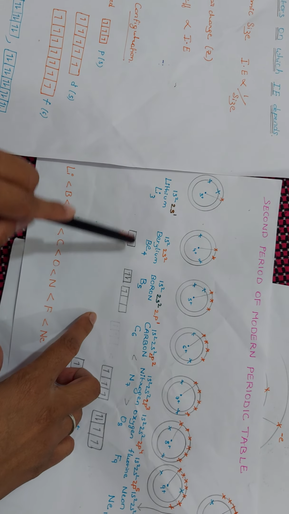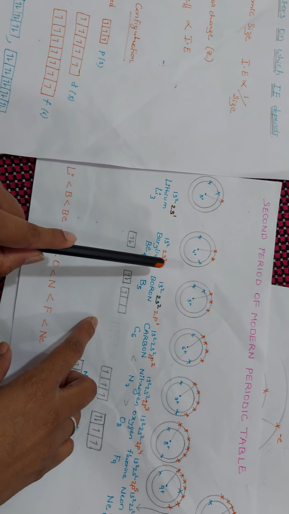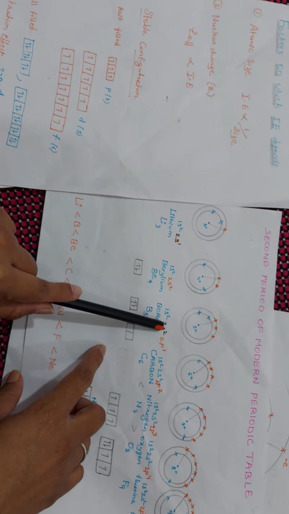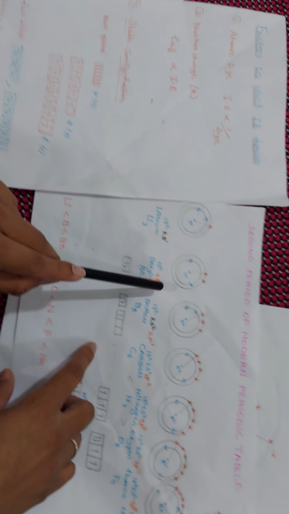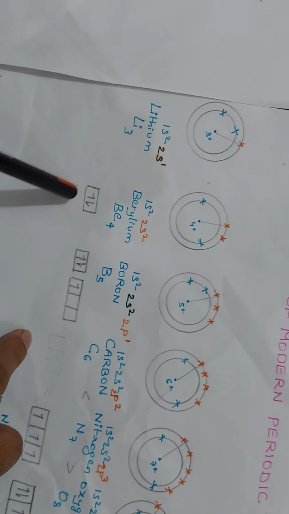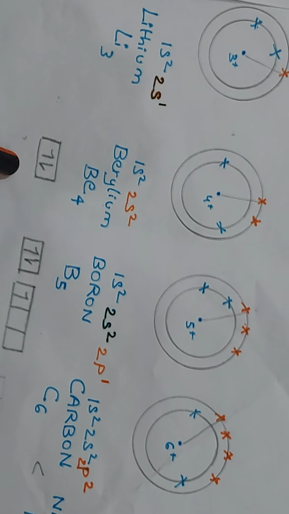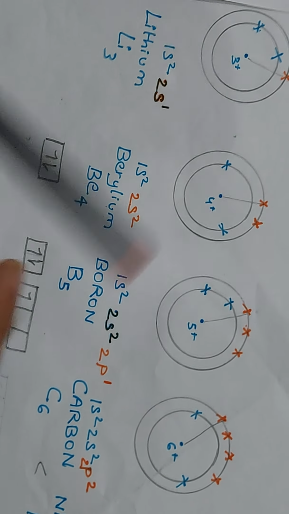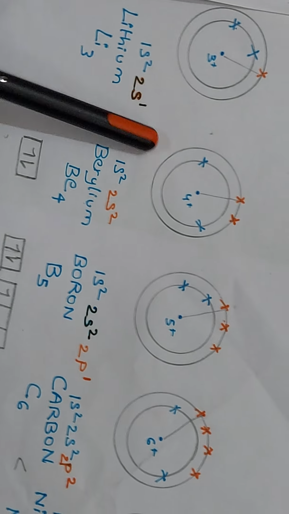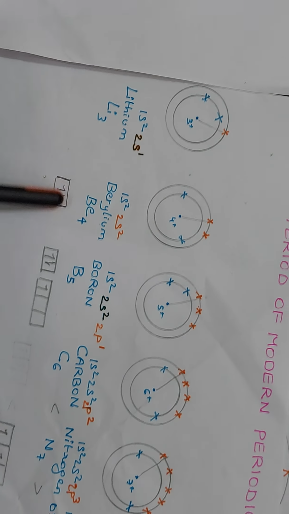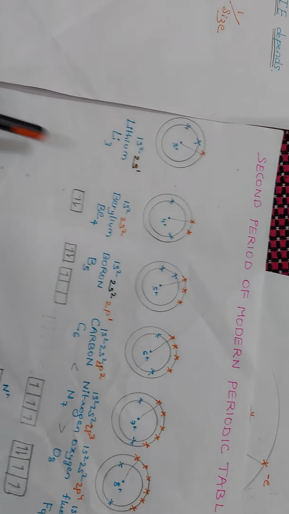And another case here, beryllium and boron. For beryllium, the configuration is 1s2 2s2, and for boron it is 2s2 2p1. Here the second s orbital is completely filled, so it is offering more stability. So to remove this electron from this atom is difficult for us. That's why an exception happens here also. There is a jump.